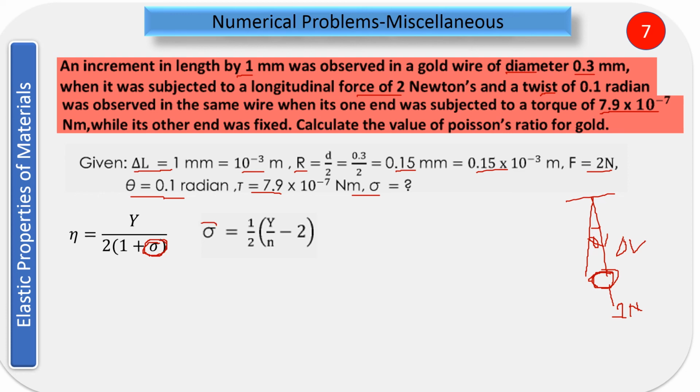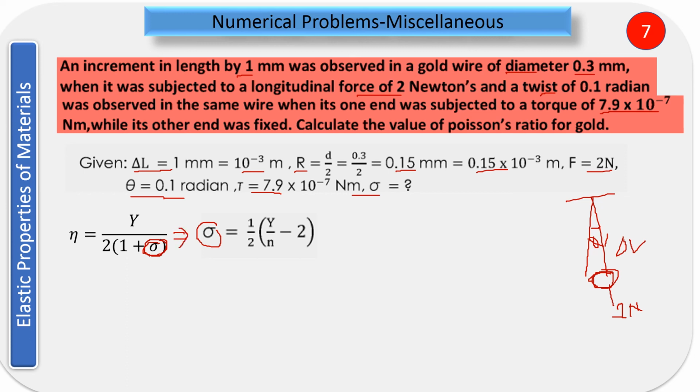So the value of sigma that will be coming out will be equal to 1 upon 2 into Y by eta, where Y is your Young's modulus and eta is your modulus of rigidity, minus 2. So what I have done is just rearranged, and this is the value that I am getting for sigma, right?